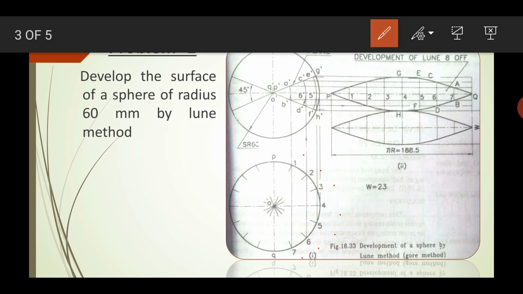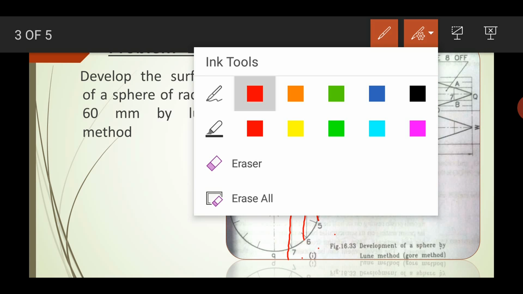When you draw projection lines into the vertical lines, that is 7 here, and when you draw 6, then 5, it will meet an axis. Here you can see there is an axis. When it meets the axis, you have to mark the point.